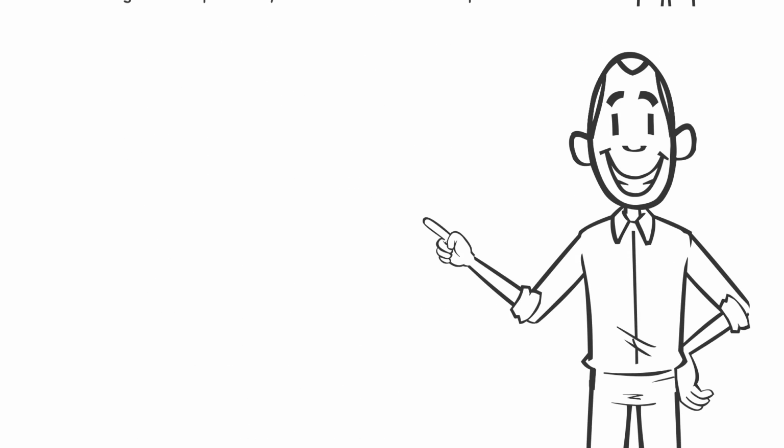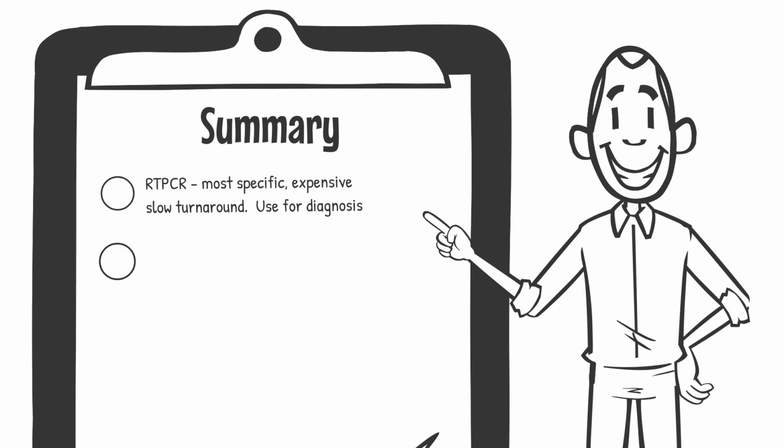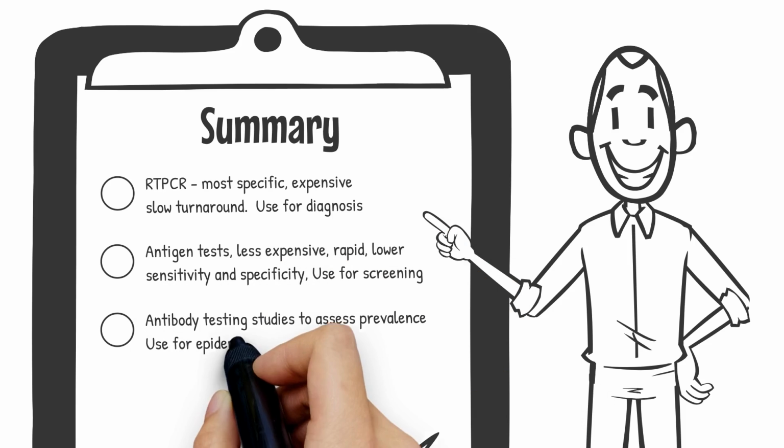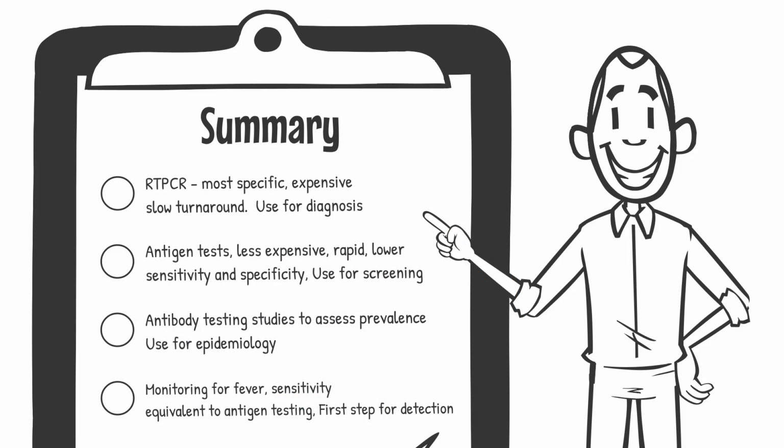In summary, RT-PCR is the most specific and also the most expensive test. It has a slow turnaround time and should be used predominantly for diagnosis and treatment. Antigen testing is less expensive. It has a rapid turnaround time, but is less sensitive and specific. It should be used for screening.